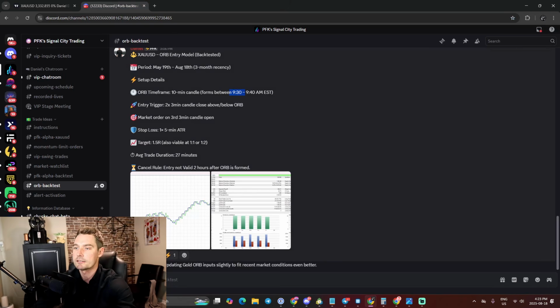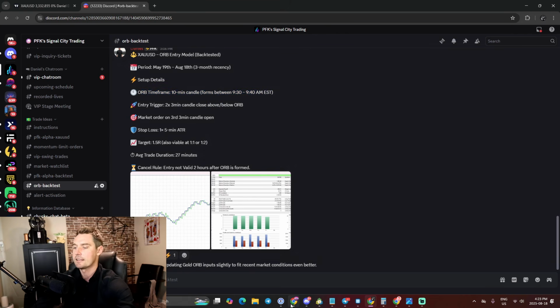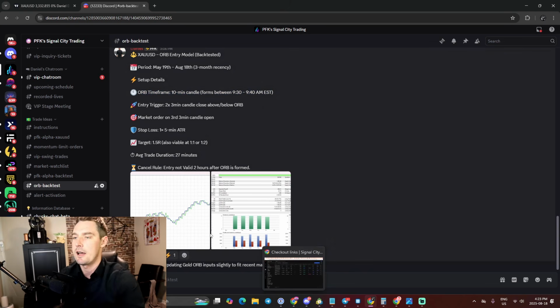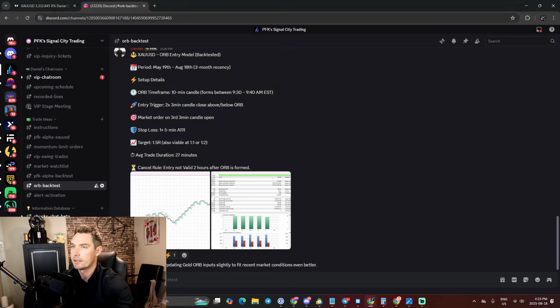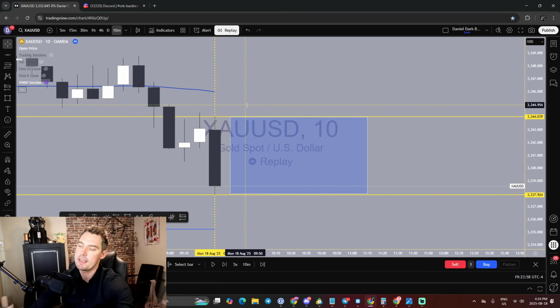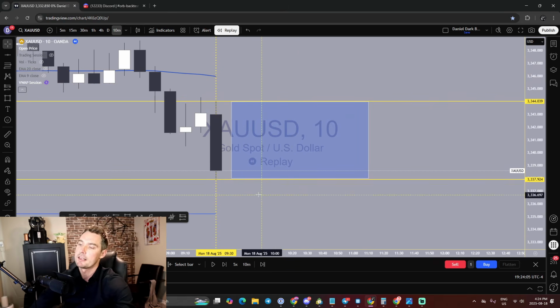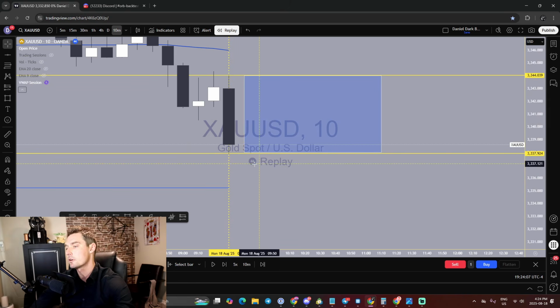Okay, so now that we've marked out the open range 10-minute candle that formed between 9:30 and 9:40, we have an event that needs to happen in order to enter a trade. Now, the event is based off the backtest. We need 2 3-minute candles to close above or below the ORB. So if we have a 3-minute candle close above and one more close above, then we're going to go long, market order long. If we have a 3-minute candle close below and another one close below, then we're going to go short.